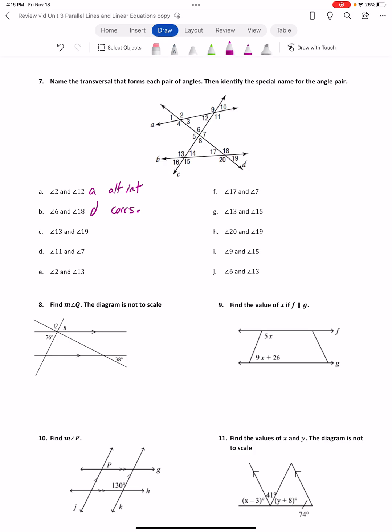Next one, 13 and 19. Transversal is B. They are on the outside of the lines and on opposite sides of the transversal, so they're going to be alternate exterior. 11 and 7, transversal is C. Those are consecutive interior. 2 and 13 actually have no relationship, so it's none because they don't even share a transversal. 17 and 7, D is the line that they share. Those are alternate interior.